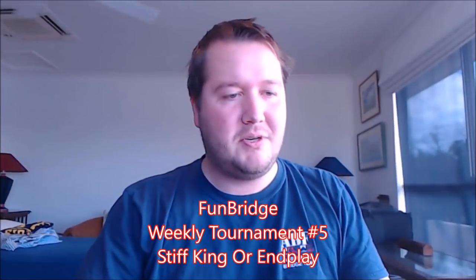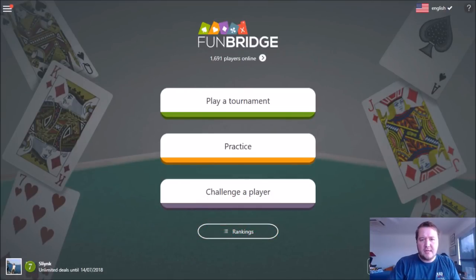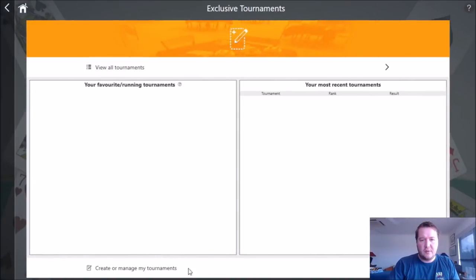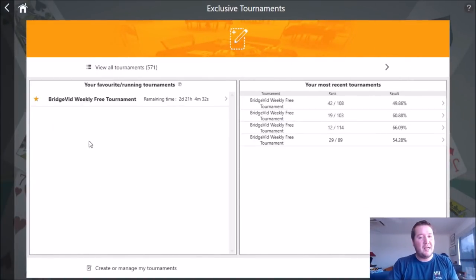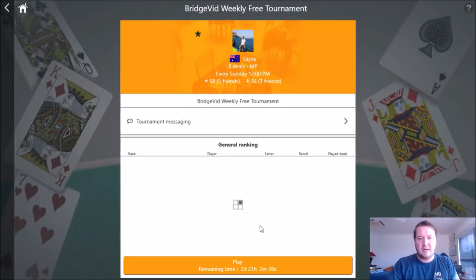Let's just jump straight in and see what we can actually do. So to start, all you have to do is click practice and then exclusive tournaments. Hopefully by now you've played it already before and it'll pop up there. Otherwise you can click view all tournaments and find it in there. Anyway, let's jump straight in.